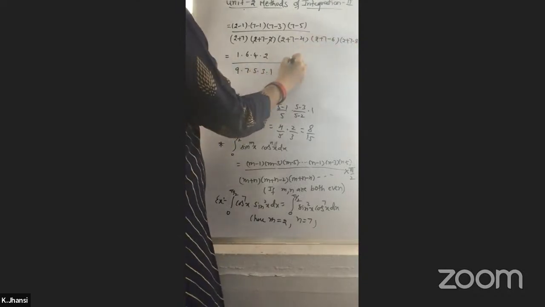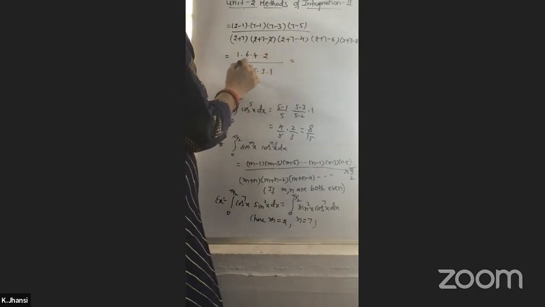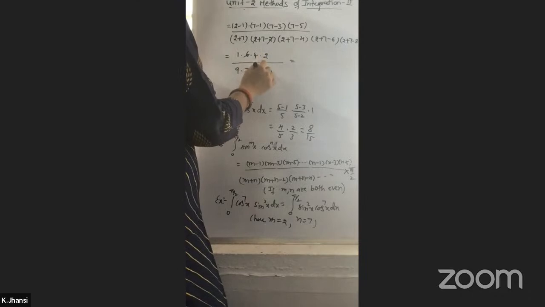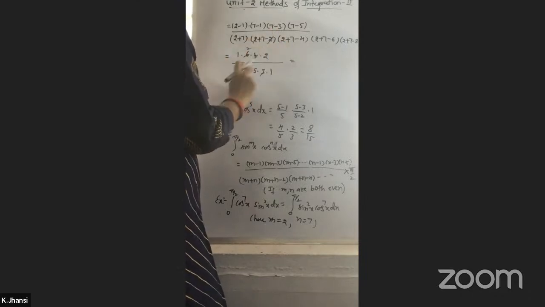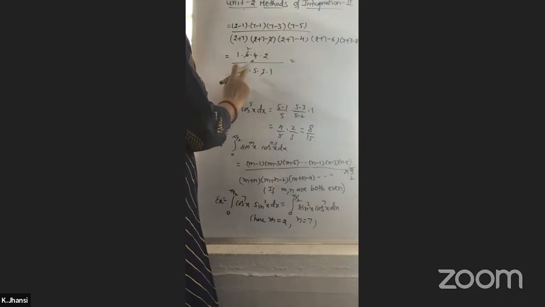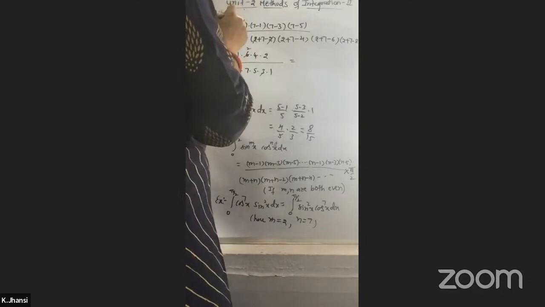So if any like terms are there, then you can cancel those out. 3 twos are 6. So that's all. 9 is there, 7, 5. So 4 twos are 8, 8 twos are 16.